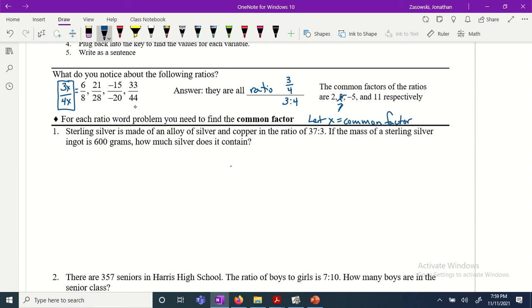And then all we're going to do is look at our ratio, and this is basically like a tape diagram question, if you guys remember those. We're just going to attach an x onto the numbers in the ratio, and then we're going to build our equation based on whatever the word problem says.